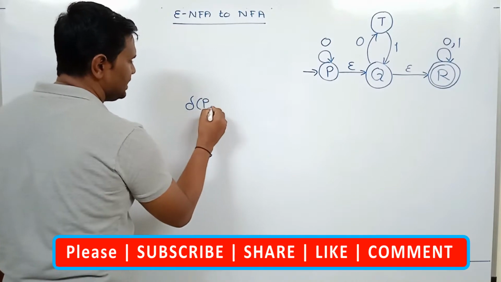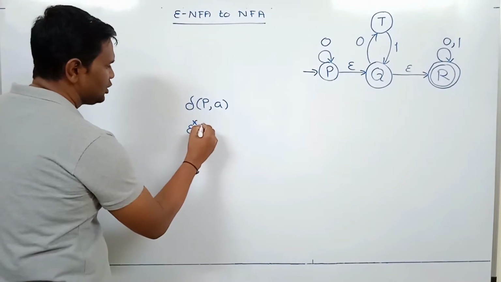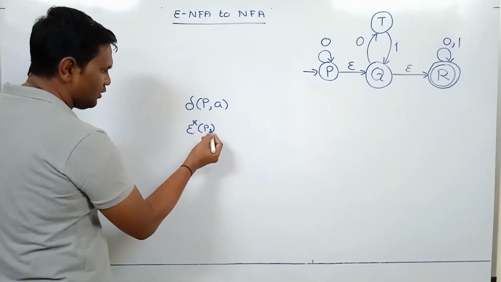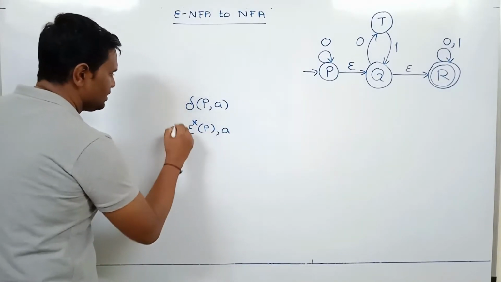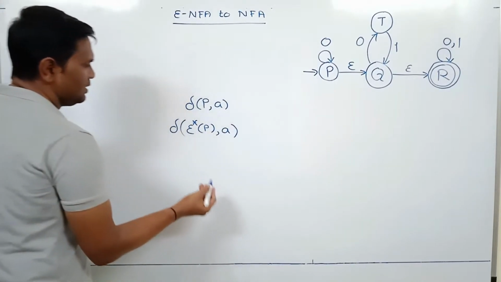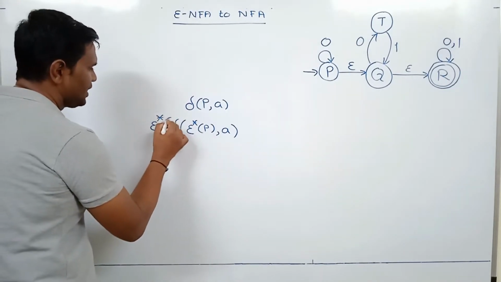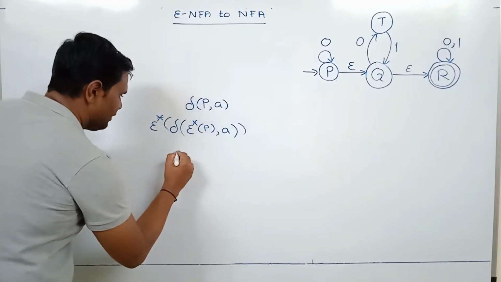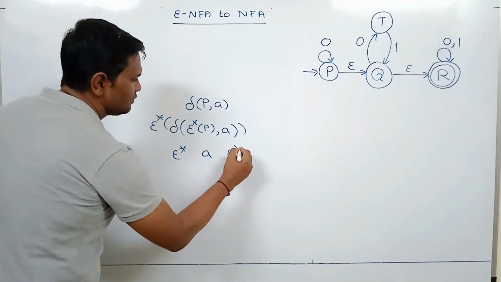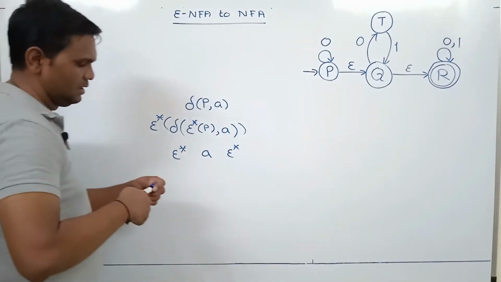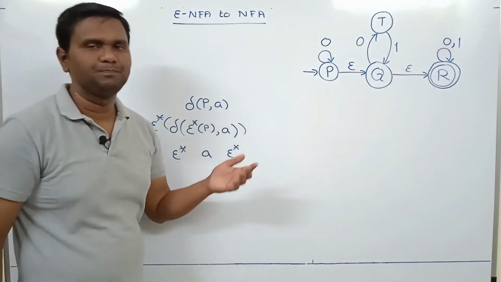When we studied epsilon closure of a state in the last lecture, we studied how, in an epsilon NFA, to calculate the transition at a particular state P for symbol A. First we consider epsilon closure of P, then for all states in epsilon closure of P, we consider the transition for A. We will get some states, and for these states again we have to consider epsilon closure. So we are going to use this method to convert epsilon NFA to NFA.